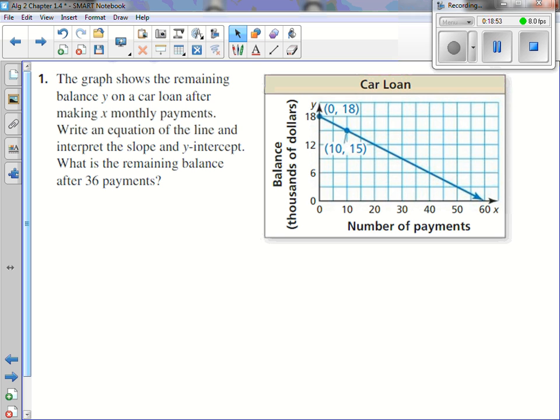So looking at this next one here, the graph shows the remaining balance Y on a car loan after making X monthly payments. Write an equation of a line and interpret the slope and Y-intercept. What is the remaining balance after 36 payments? Does this graph look realistic for payments on a car loan? Should the graph look like this? Does it look like it should be going down? Well, I hope so.